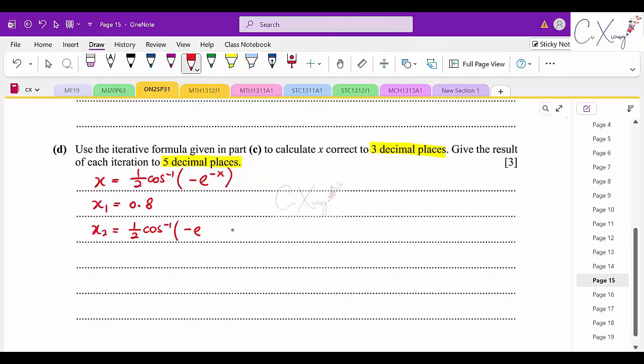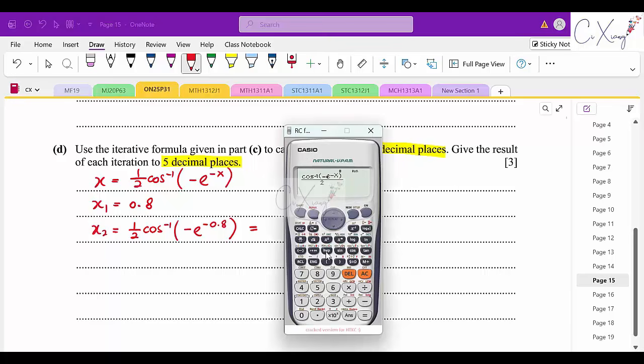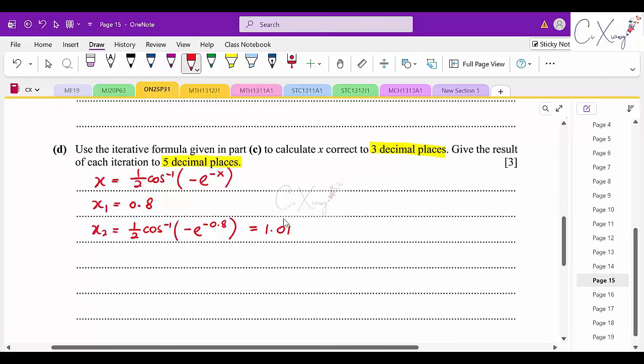So I'm having e power negative 0.8. Then you can use a calculator to help you. Just now I have keyed in the formula here, right? So I just need to press calculate, then key in the value 0.8 and press equal sign. So you get this value here, 1.018405196, a very long value. We'll put it into 5 decimal places, right? So for 5 decimal places, I have 1.01841.